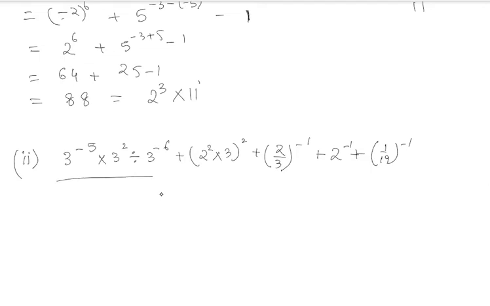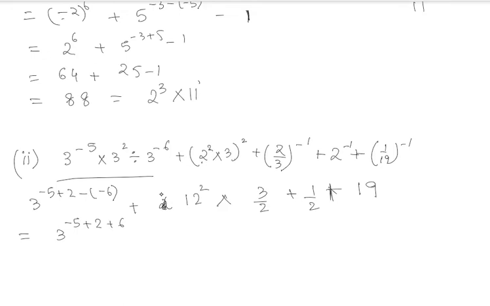This is one term. I will calculate this together. 3 to the power minus 5 plus 2 minus of minus 6 plus 2 square. So I think we should multiply this because we need to add them at the later stage. So 2 square is 4, these are 12. So this is 12 square. This has to be changed as 3 by 2 plus 1 by 2 plus 19 by 1, which is just 19. So minus 5 plus 2 plus 6. So this is 8 minus 5, which is equal to 3 cube, which is 27. This is 144.